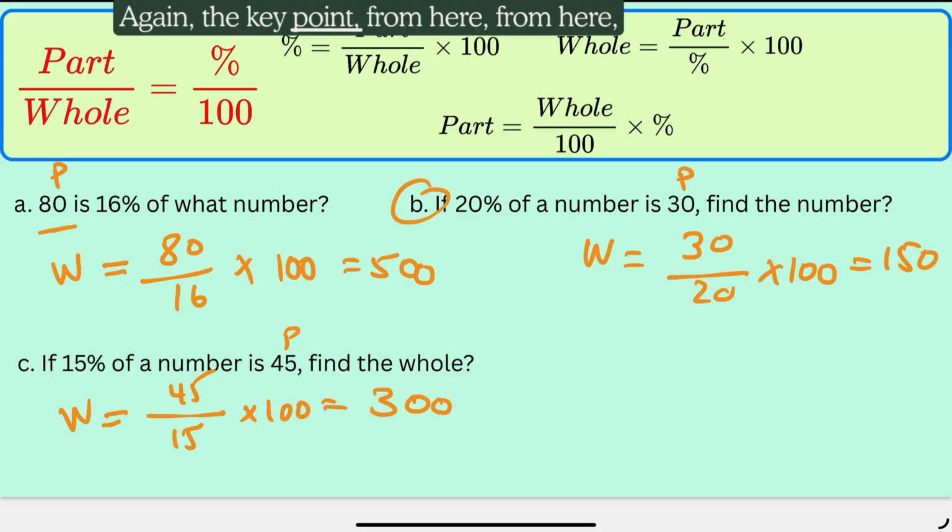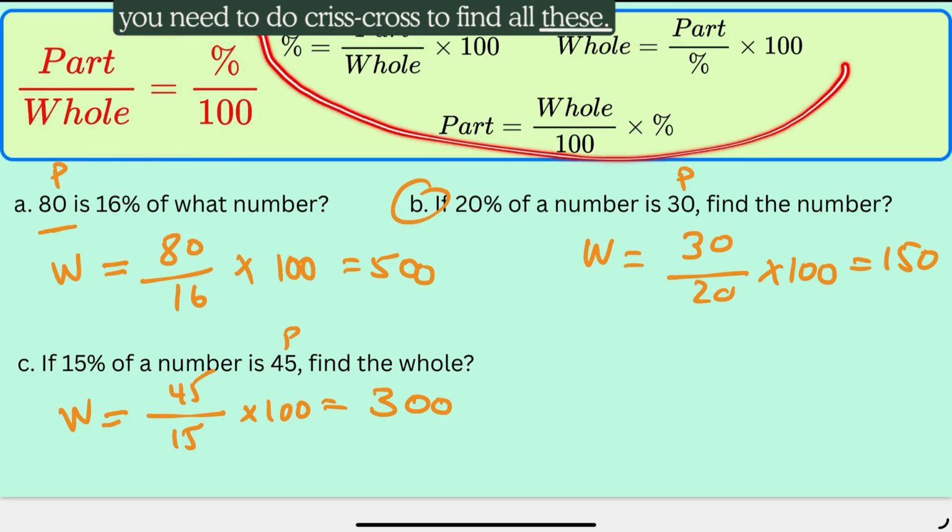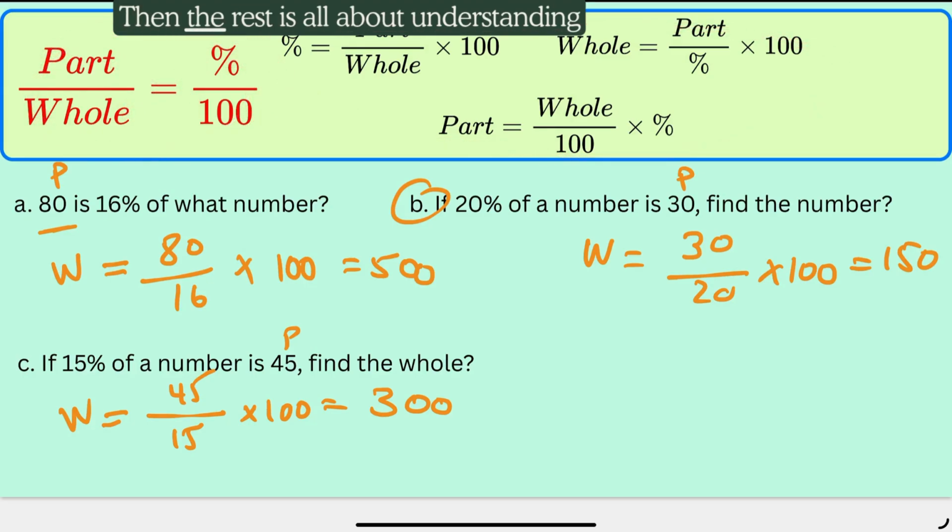Again, the key point, from here, you need to do crisscross to find all these. Then the rest is all about understanding the question, the language.